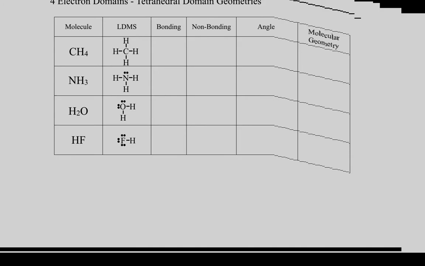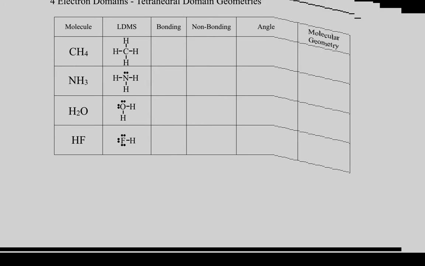On the oxygen, do you see the 4 domains? But now how many are non-bonding? 2. On the fluorine, do you see the 4 domains? But now how many are non-bonding? 3. So guys, what I've done is I've given you 4 molecules, each with 4 domains. On the first one, there's no non-bonding, then 1 non-bonding, 2 non-bonding, 3 non-bonding. See how we're organizing this?